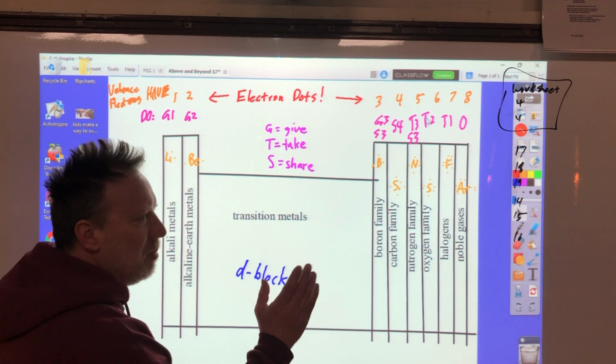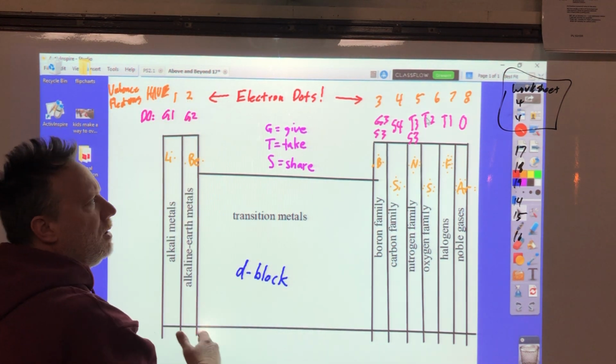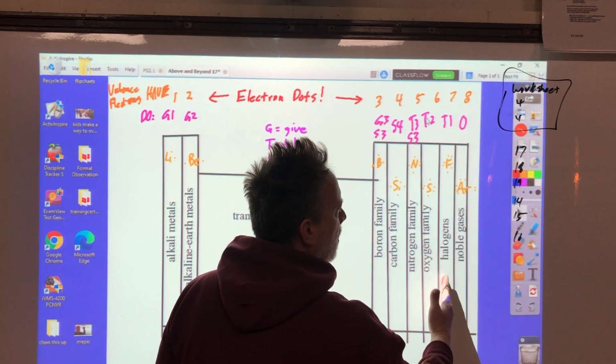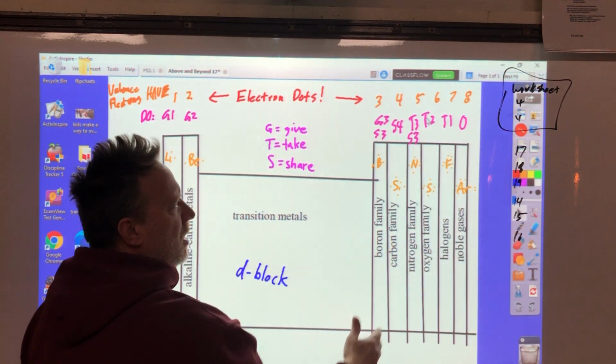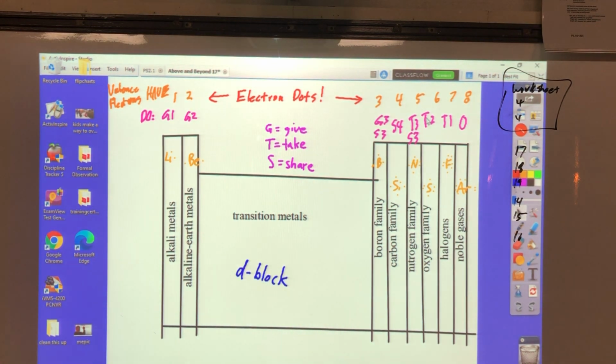Let me do this. Maybe you didn't pick up on the cursor movement. These are usually +1 oxidation. These are usually +2. These are usually -1. These are usually -2 oxidation. So those are pretty much always the case. Not always, but most of the time.